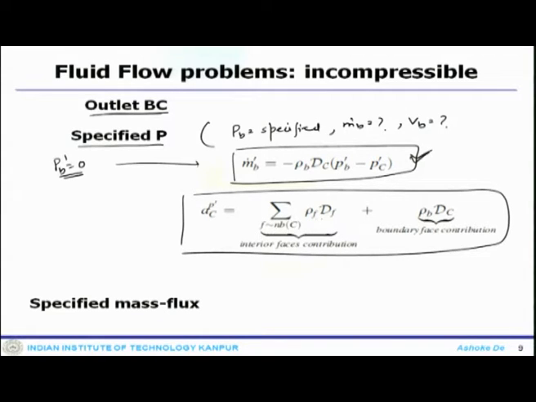So, you get summation over all the interior faces rho f df, and then the boundary contribution rho b dc, that coefficients. So, these corrections would take care of that.